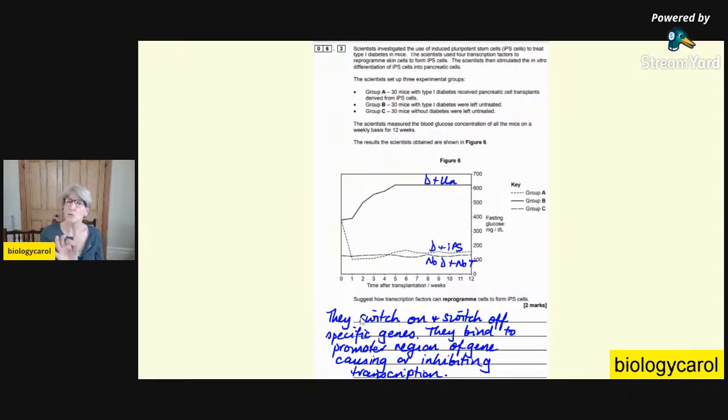But you are taught about how transcription factors work. And so I wondered whether I'd got my first mark by saying they switch genes on and off. But then I'm thinking, okay, I now need more A-level detail to get this second mark. And that's why I said they bind to the promoter region, causing or inhibiting transcription. Here's the mark scheme. And in fact, it was my second sentence that got me the marks. So marked 1, 2.